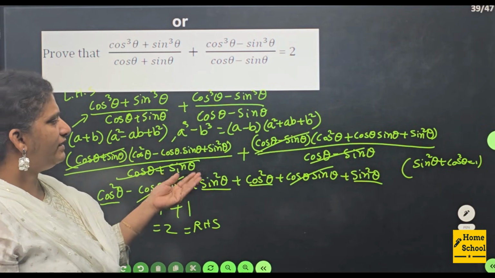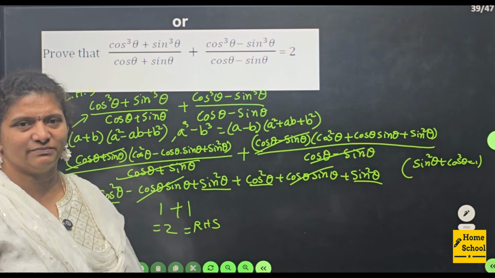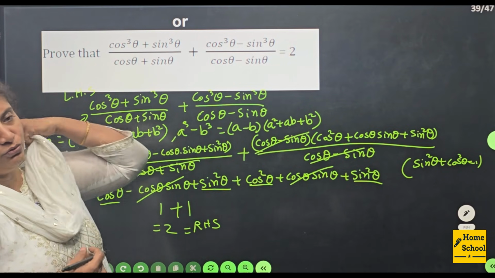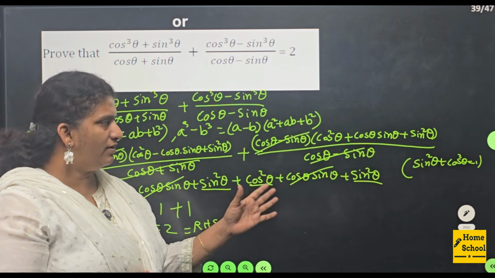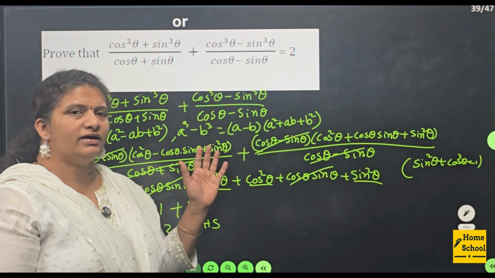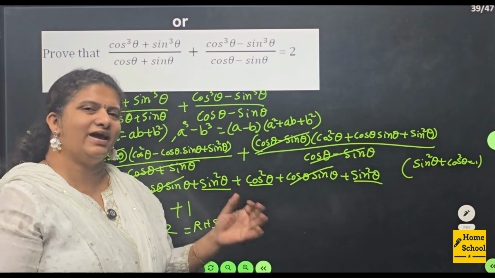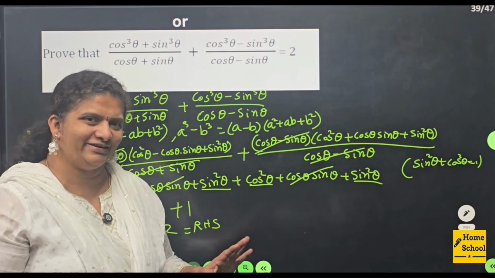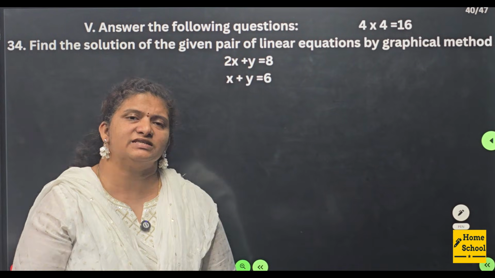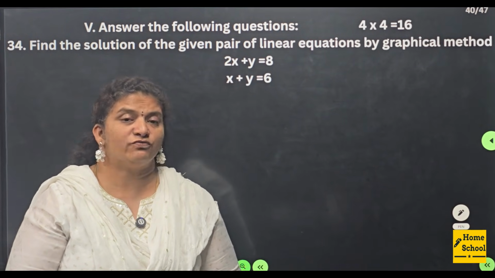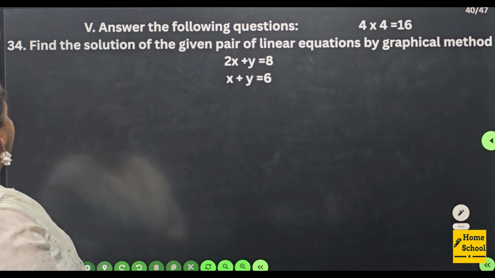Very simple. Within 2 lines we can finish up. But you don't finish within 2 lines in exam. Write neatly stepwise the formulas, identities, consider given data, hence it is proved, everything neatly. With this we complete 4 mains, 5th main, answer the following. 4 marks, 4 questions will be there.